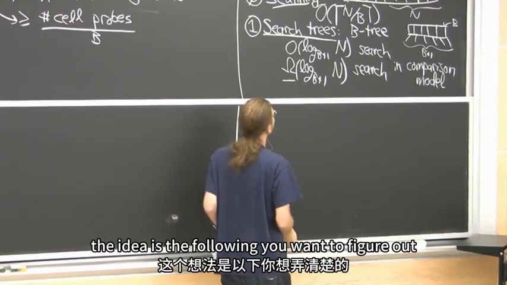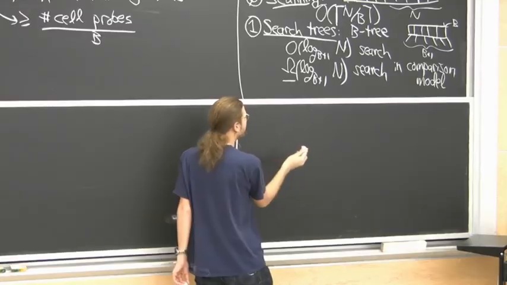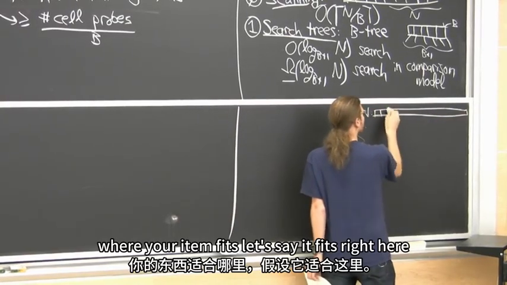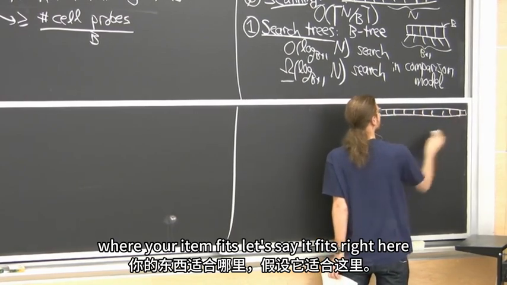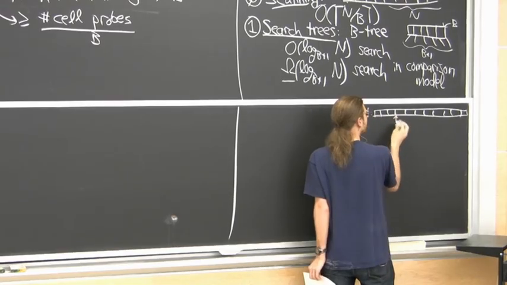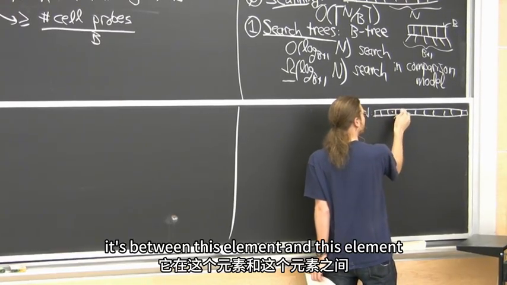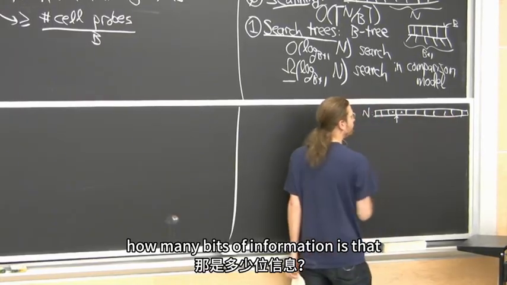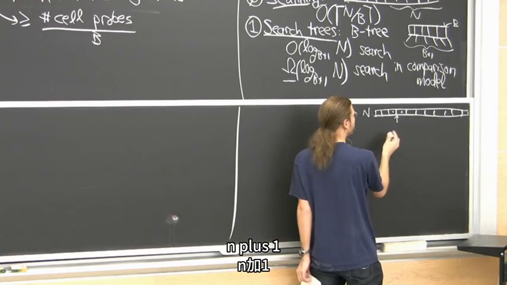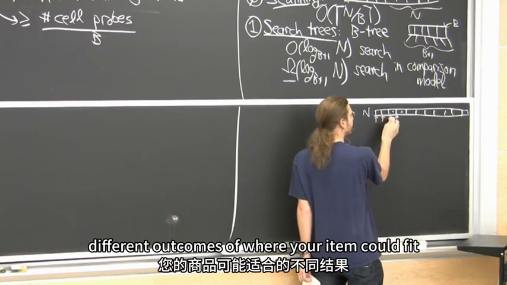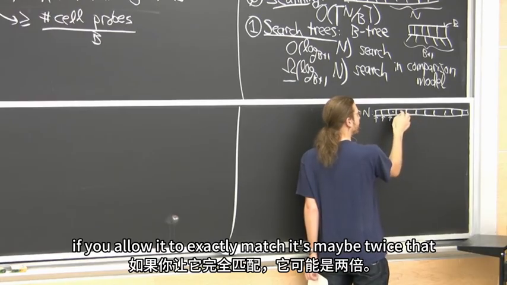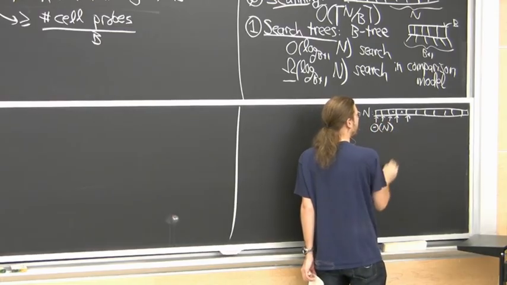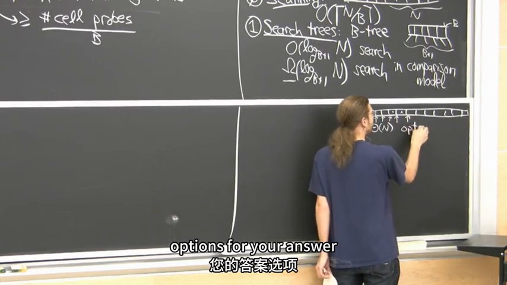The idea is the following. You want to figure out among n items here where your item fits. Let's say it fits right here. So you want to know it's between this element and this element. How many bits of information is that? Well, there's, I guess, n plus 1 different outcomes of where your item could fit. If you allow it to exactly match, it's maybe twice that. But there's theta n options for your answer.